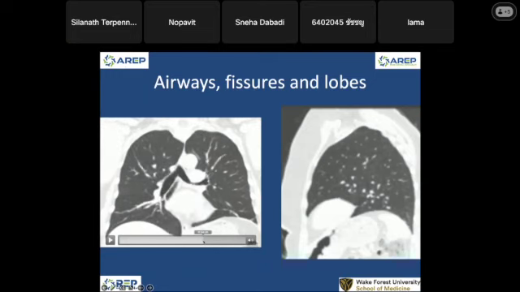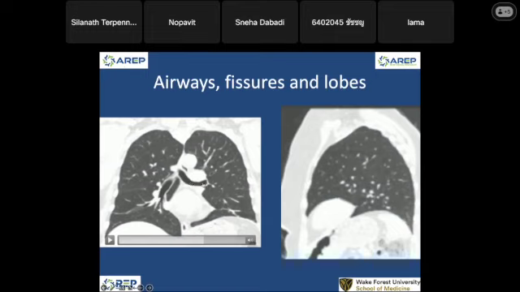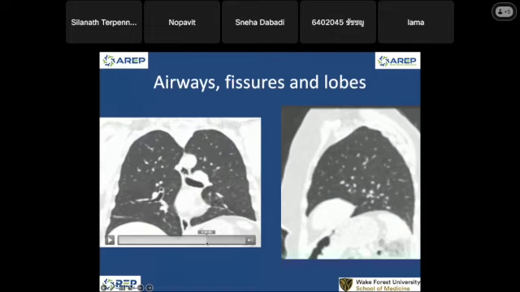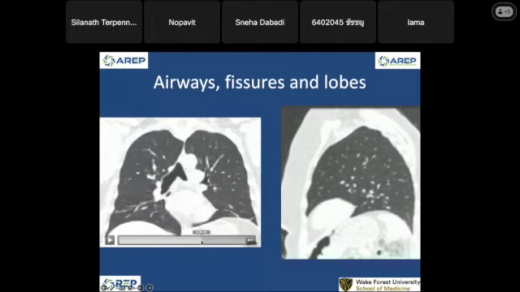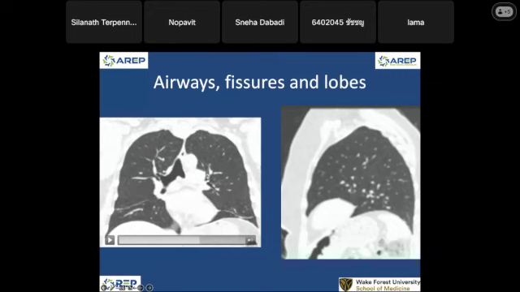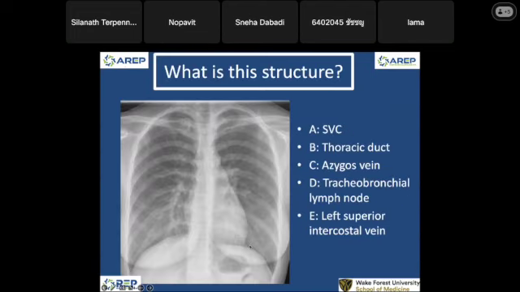So the left lung has a very long left main bronchus. From the left main bronchus, it will divide into two lobes: the left upper lobe bronchus and the left lower lobe bronchus. All right, so we are done with the airways. We are done with the soft tissue. We have a little peek of the bone. So now we're going to look for this anatomy.